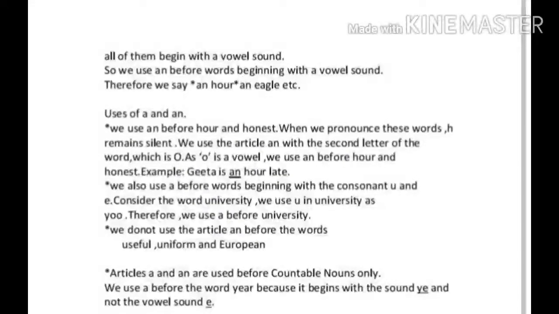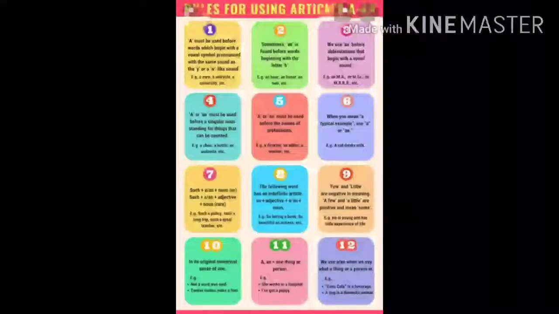Okay, students? Now, students, let's come to the rules for using articles a or an. We will know about these rules also. Okay? Now, let's start. A must be used before words which begin with a vowel symbol pronounced with the same sound as the y or w sound. Example, a euro, a unicycle, a university, etc. Now, we will know these rules point-wise, students. So, the first point I explained.